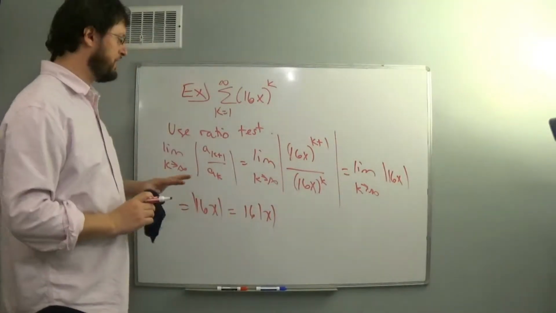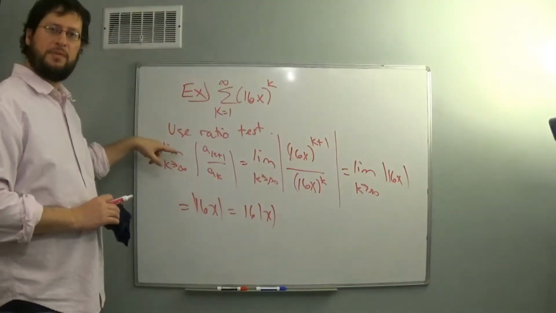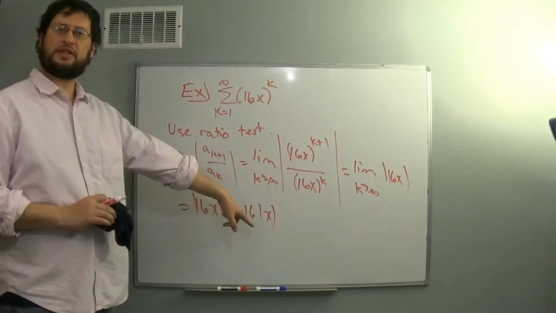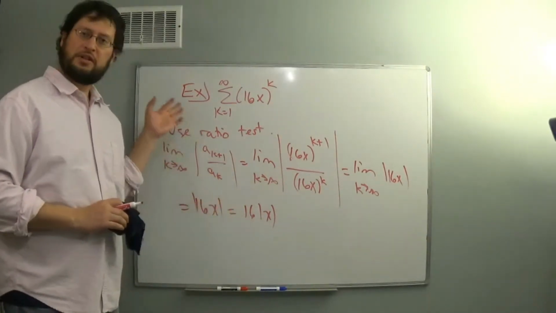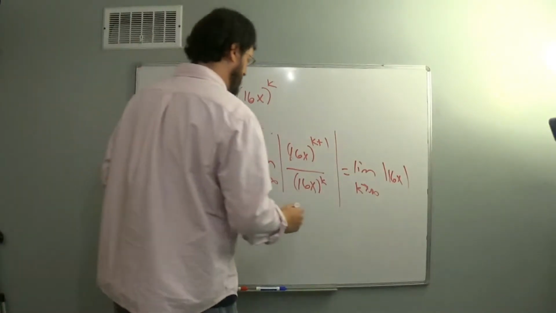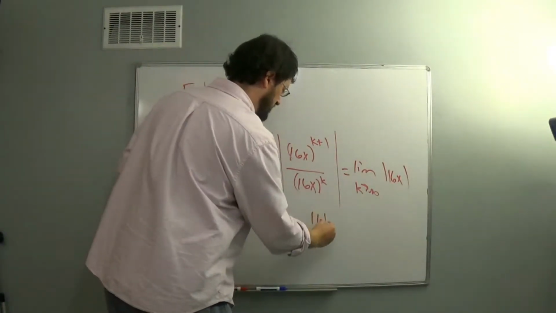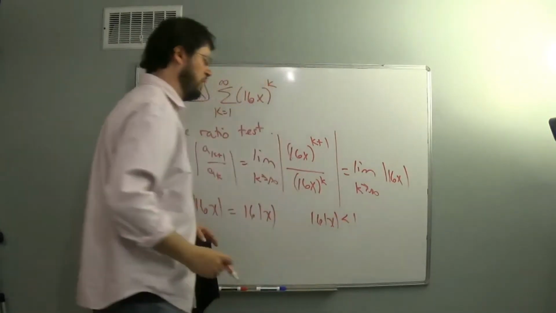Here's where it gets a little tricky until we've done enough of these to get used to what's happening. Remember, we're taking this limit and we're saying, when is that limit less than 1? If the limit is less than 1, then the series converges. So our next step is to say, when is the absolute value, or 16 times the absolute value of x, less than 1?